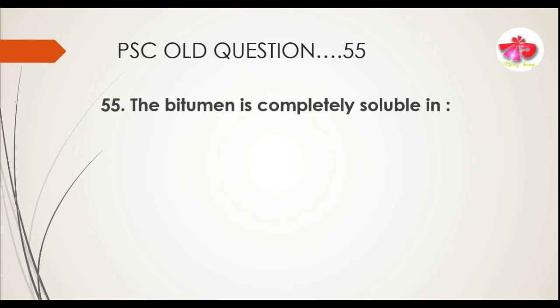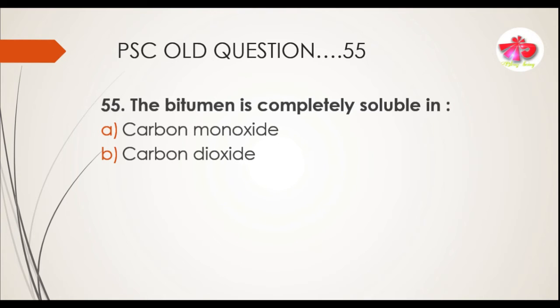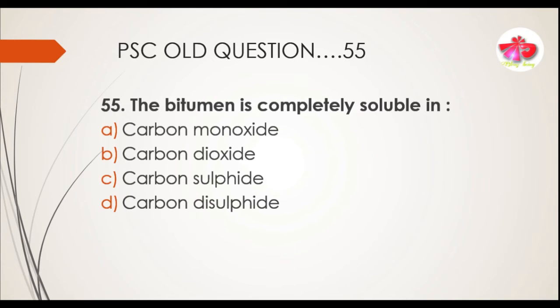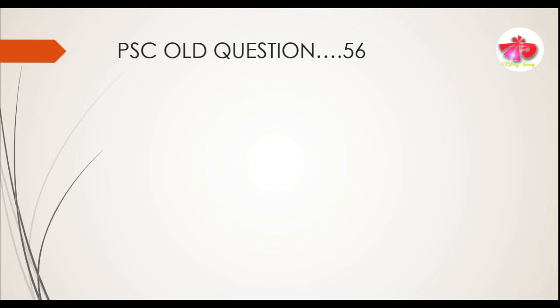Question number 55. The bitumen is completely soluble in option A carbon monoxide, option B carbon dioxide, option C carbon sulfide, and option D carbon disulfide. So option D, that is carbon disulfide, is the correct answer here. Bitumen is completely soluble in carbon disulfide.